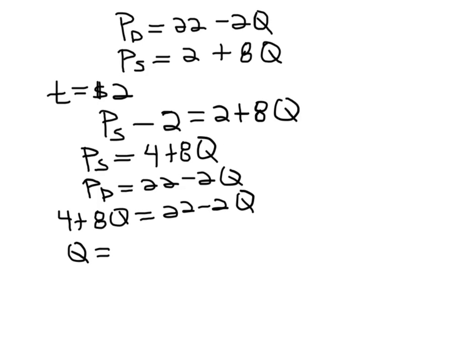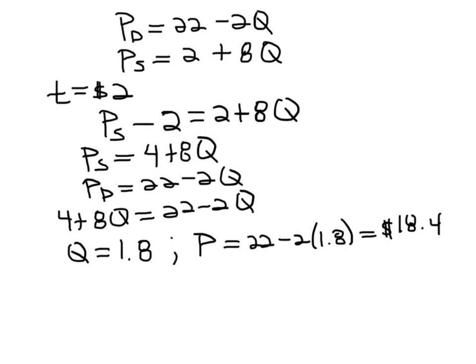Lo and behold, what you get is that Q is still the same as it was when the tax was on consumers. It's 1.8. But the price, since the supply curve is the one that shifts to the left, ends up being 22 minus 2 times 1.8. The price is actually 18.4, which is more than the equilibrium price because the supply curve shifts to the left.